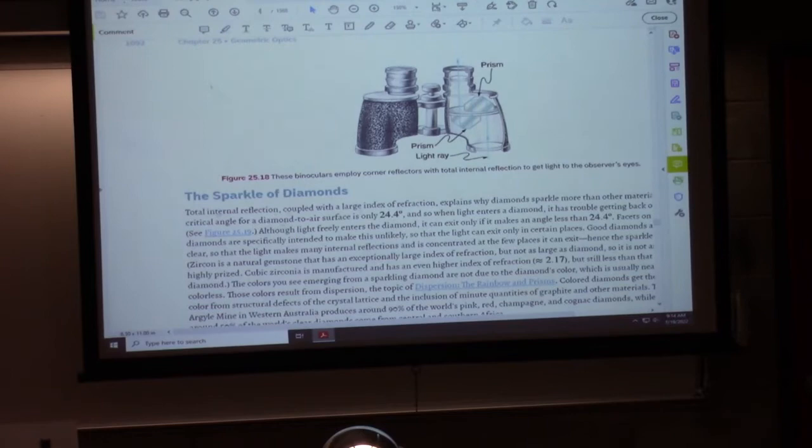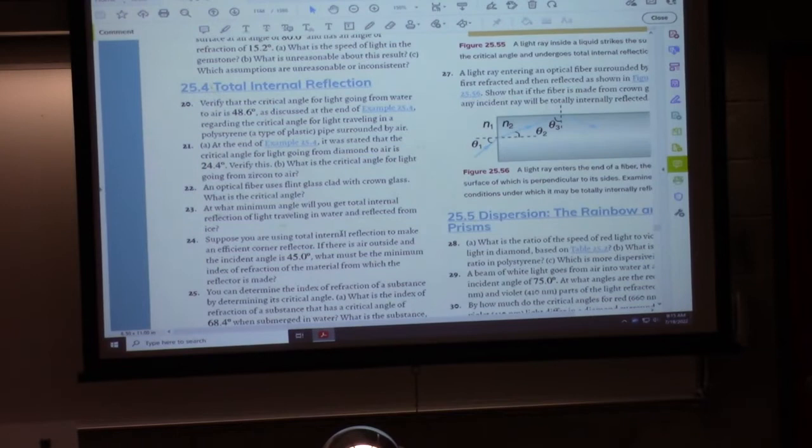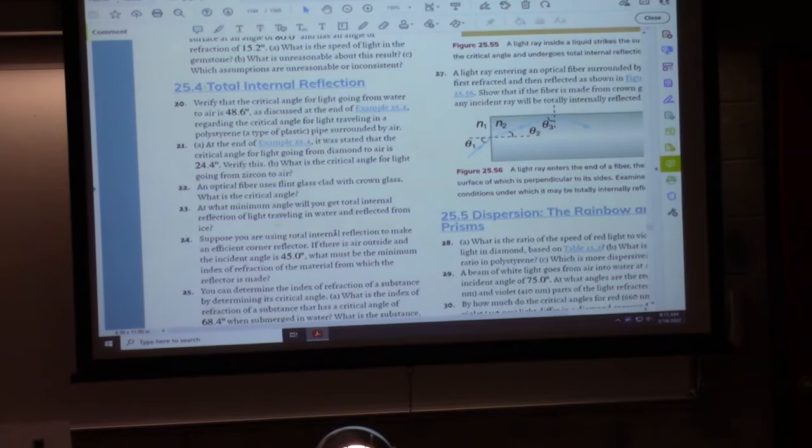All right, 1142, get us kind of close, that's where we were last time. And what I say, number 22. So 22 says, an optical fiber uses flint glass cladded with crown glass. What is the critical angle?